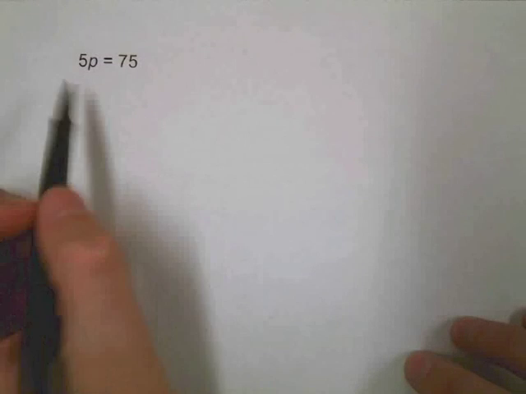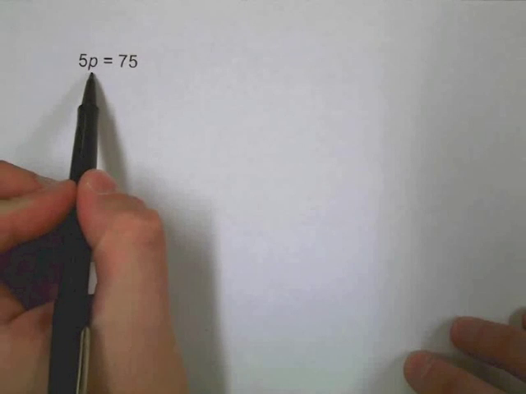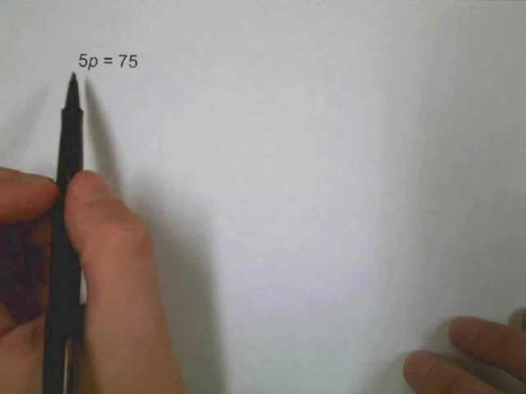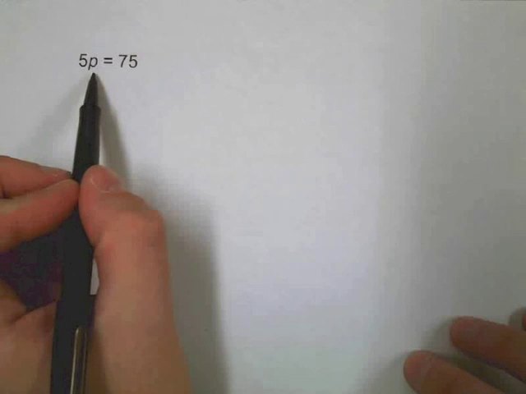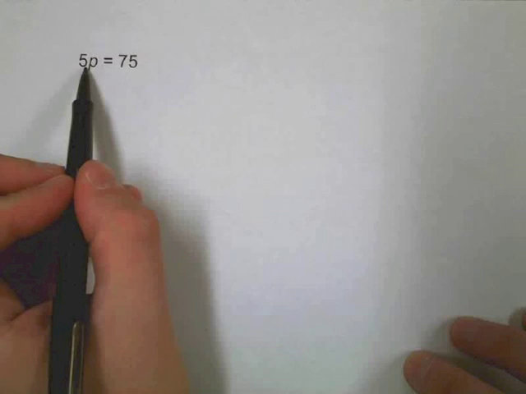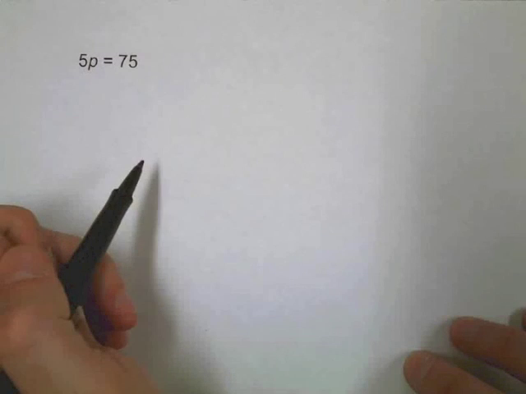Lesson 2-7, Example 1. Our objective here is to learn to solve whole number multiplication equations. Here we have a multiplication equation: 5 multiplied by p is equal to 75. Remember that when you see a number next to a variable, it means that there's a multiplication operation happening.